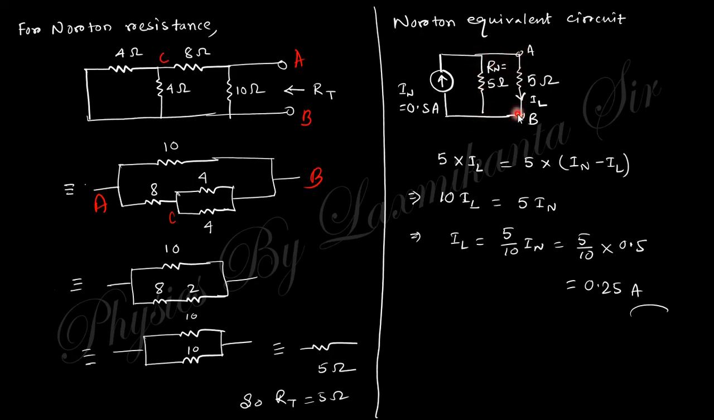So the voltage across this RL is nothing but IL into RL, and the voltage across the Norton resistance is nothing but RN into IN minus IL. So if you put in this value of IN, you will get the value IL, that is the load current. Clear? Next question.